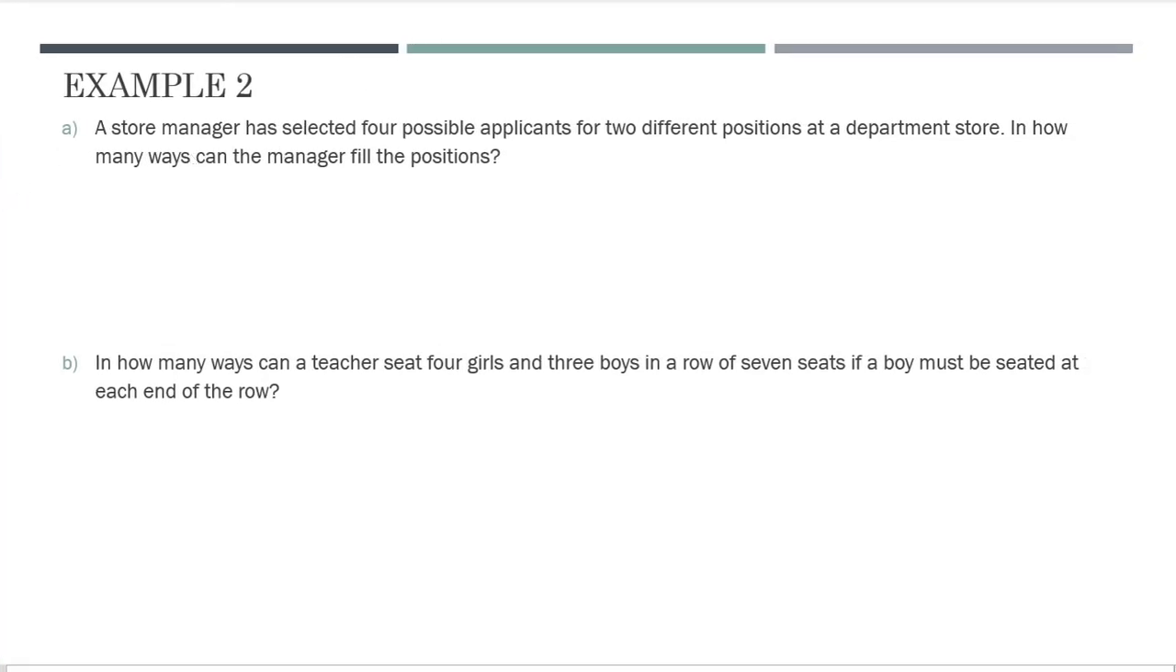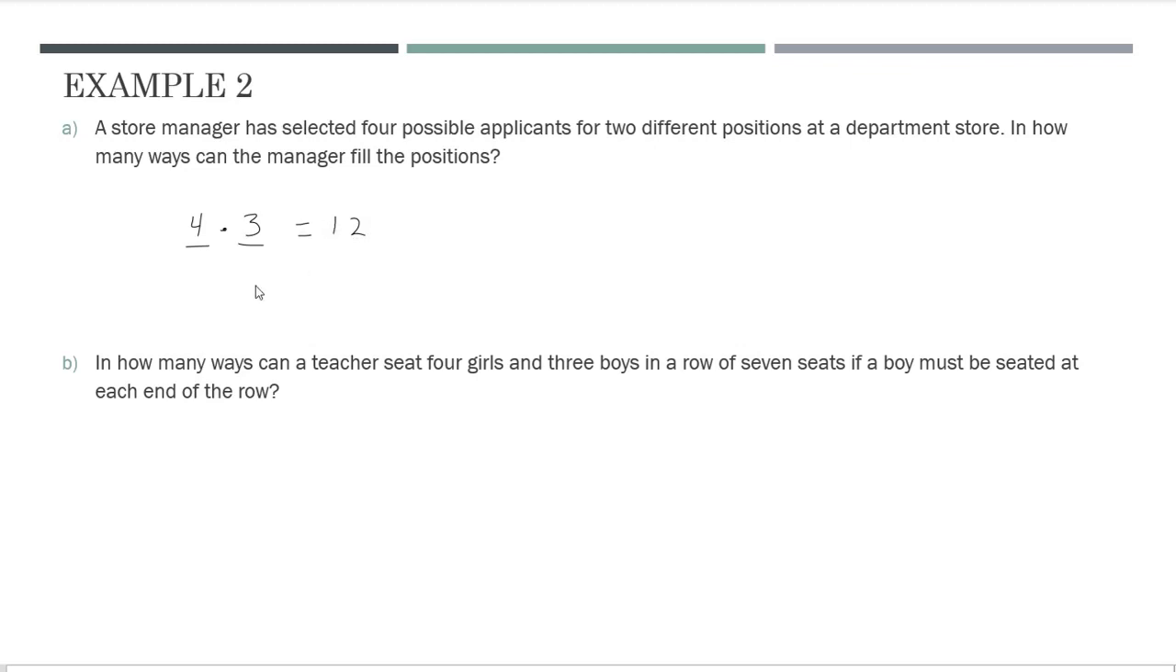All right, well, we've got 2 positions. So position 1, position 2. For my first position, I've got 4 possible applicants. Now, that same applicant, whoever gets chosen in the first one, can't be in the second one. So then we only have 3 choices. So it's going to be 4 times 3. And so we get 12 different ways that we could fill these positions. Now, B gets a little bit trickier.